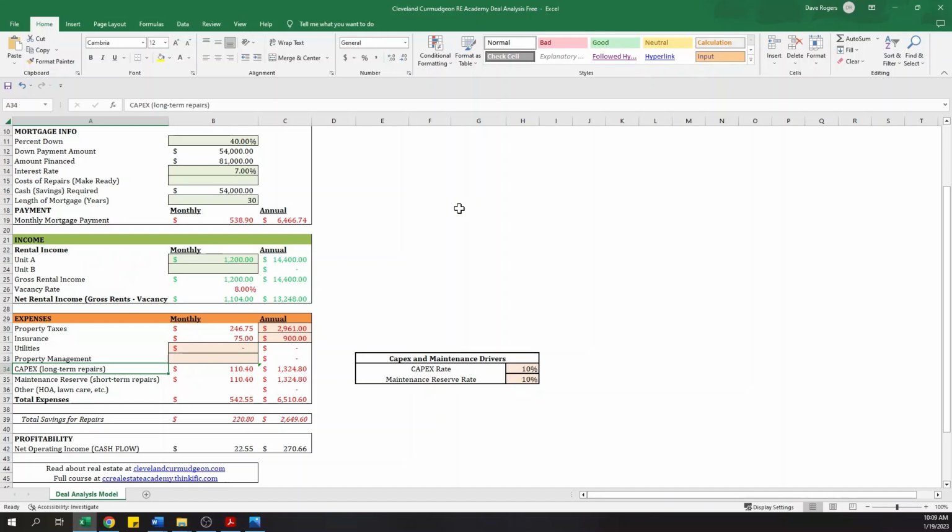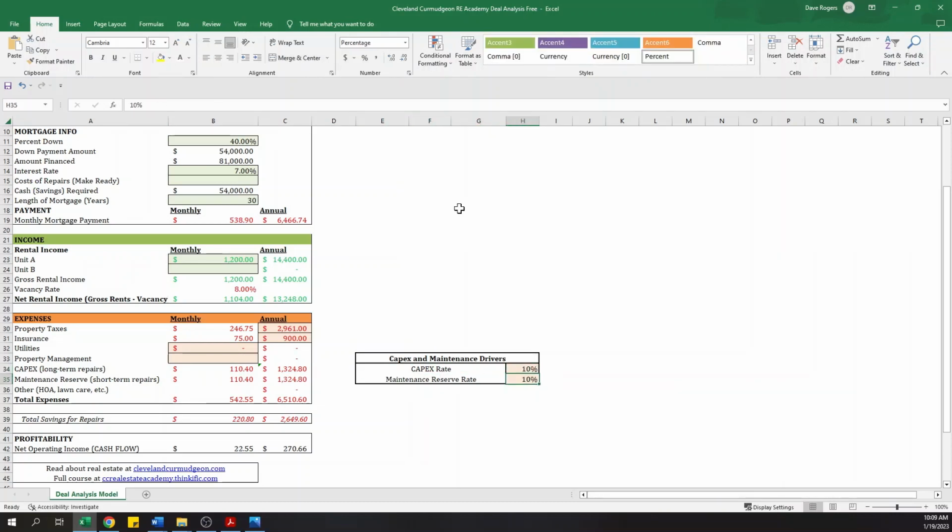Same thing like a furnace. A furnace is going to last you a long time. It's going to require one big spending of cash flow in order to replace it, and it's going to last for a long time. So we need to keep this in mind and be putting aside reserves for these bigger repairs that are eventually going to happen. And again, we'll use 10% to drive that.